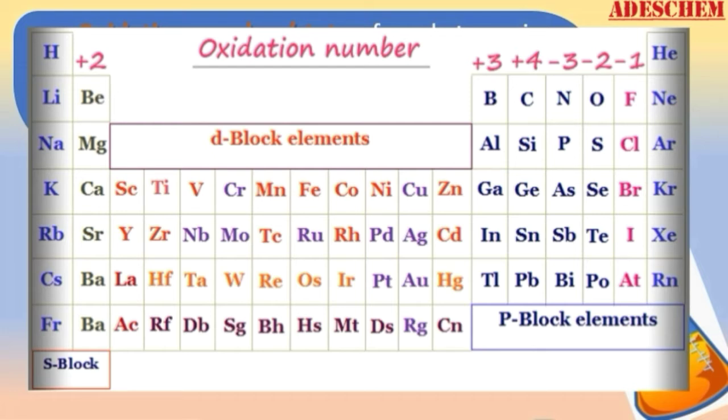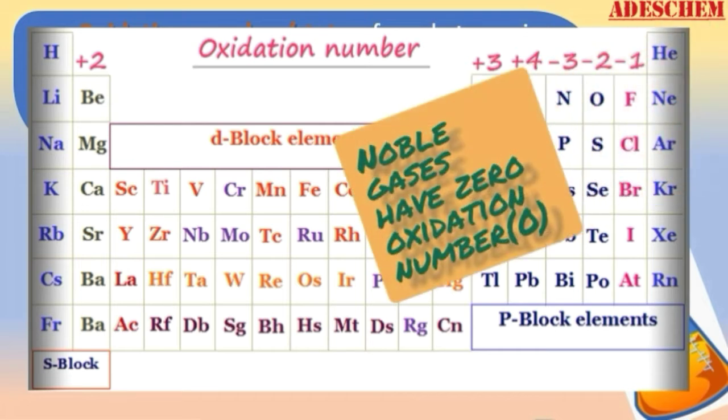Now, the group to the far right is group 8. That's the noble gases. They do not undergo chemical reaction in the sense that they do not lose or gain electrons. They are stable. They are electrically stable. Now, these do not have any oxidation number at all.